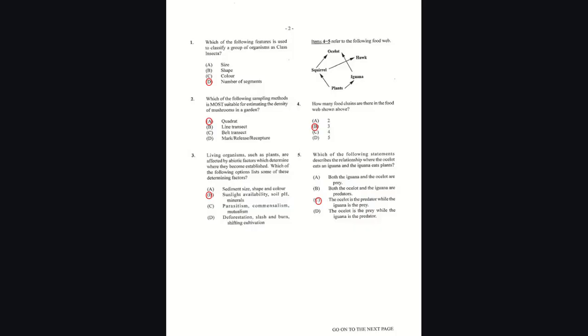So number 3, living organisms such as plants are affected by abiotic factors which determine where they become established. Which of the following options lists some of these determining factors? You have A, sediment size, shape, and color. You have B, sunlight availability, soil pH, minerals. And then you have C, parasitism, commensalism, mutualism, and then you have D, deforestation, slash and burn, and shifting cultivation.